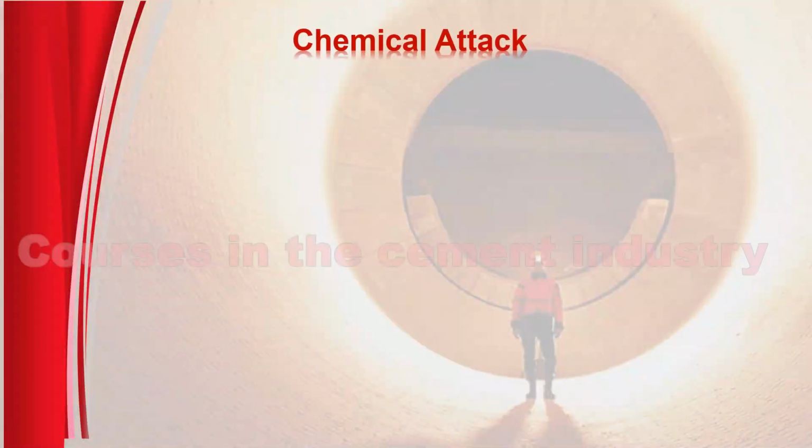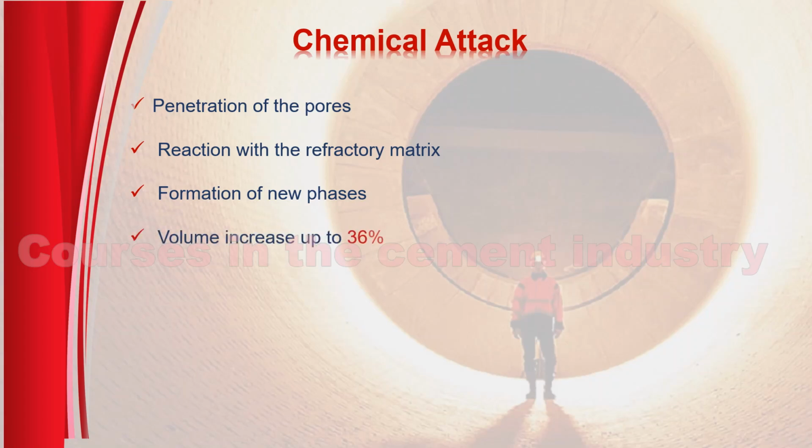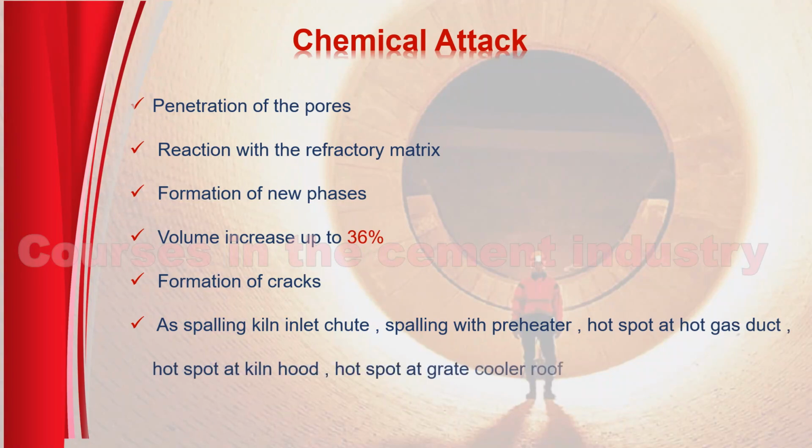Chemical attack: 1. Penetration of the pores. 2. Reaction with the refractory matrix. 3. Formation of new phases. 4. Volume increase up to 36%. 5. Formation of cracks. 6. Spalling: kiln inlet chute, spalling at the preheater, hot spot at the hot gas duct, hot spot at the kiln hood, hot spot at the grate cooler roof.